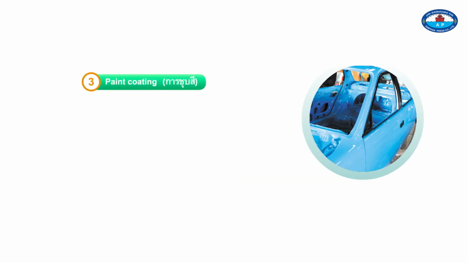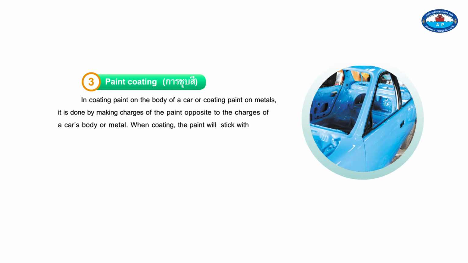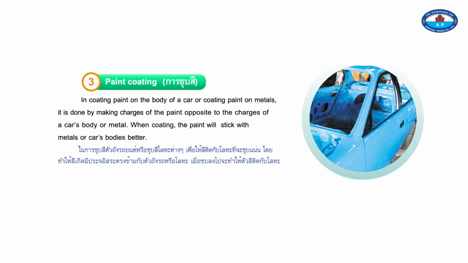3. Paint coating. In coating paint on the body of a car or coating paint on metals, it is done by making the charges of the paint opposite to the charges of a car's body or metal. When coating, the paint will stick to metals or cars' bodies better.